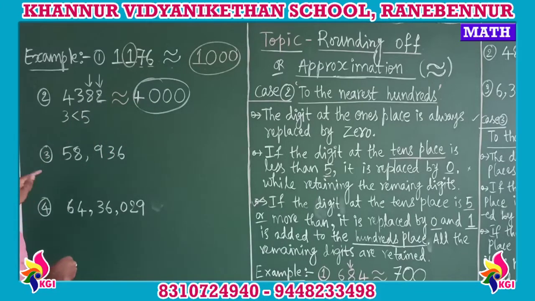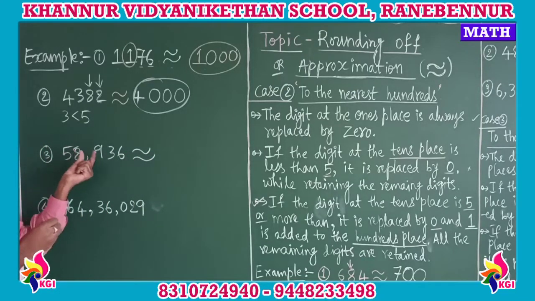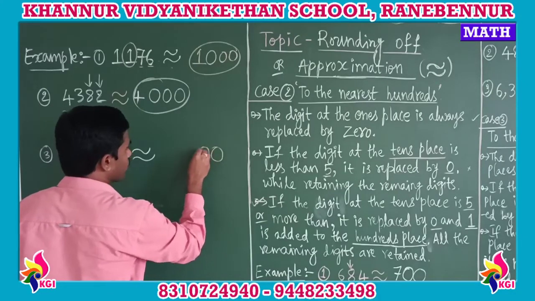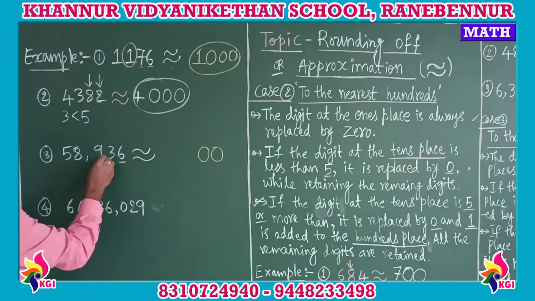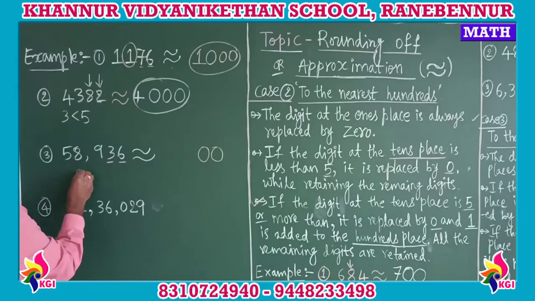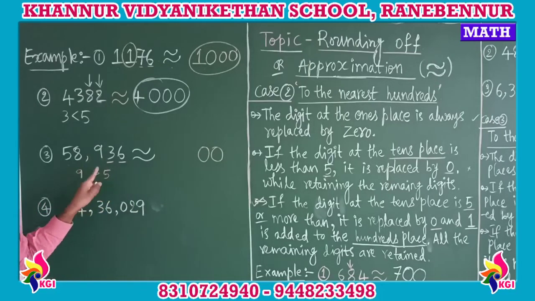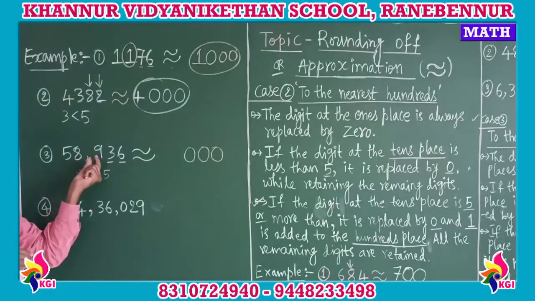Next, the third example here, 58,936. It can be read as 58,936, isn't it? Now, what do you do? In the ones place and tens place, it is replaced by 0. So in the ones and tens, I have written 0. Next, in the hundreds place, 9 is greater than 5. The third condition is telling that only if the digit at the hundreds place is 5 or more than 5, it is replaced by 0. First of all, you have to replace this hundreds place 9 by 0.